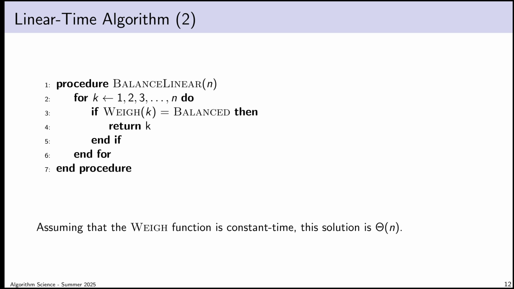It's reasonable to assume that the weigh function itself is constant time, and that means that everything inside the loop is also constant time. That means that the only thing dependent on my parameter n, as far as the running time is concerned, is the number of iterations of the loop, and it's pretty obvious from the structure of the loop that that is n. And so I'm going to claim that the solution here is big theta of n.